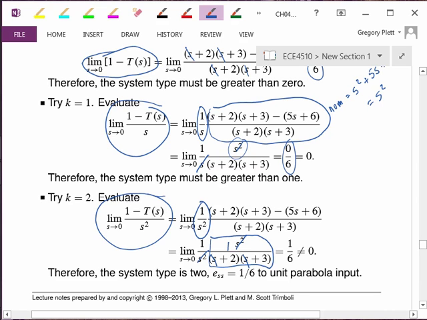So that's how you do it. It's fairly mechanical. You just keep on going through and trying higher and higher values of k until you achieve one that gives you a non-zero finite number, and that value of k is your system type. Where we're going next is a special case of this, so please solidify this in your mind first so that you understand the general case, but the special case has some important simplifications.